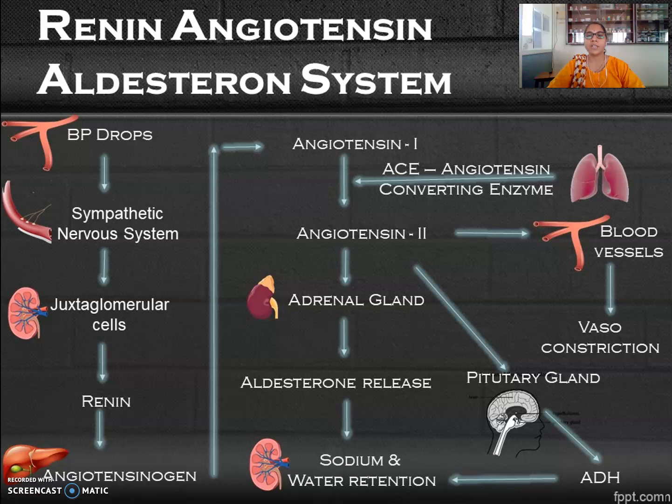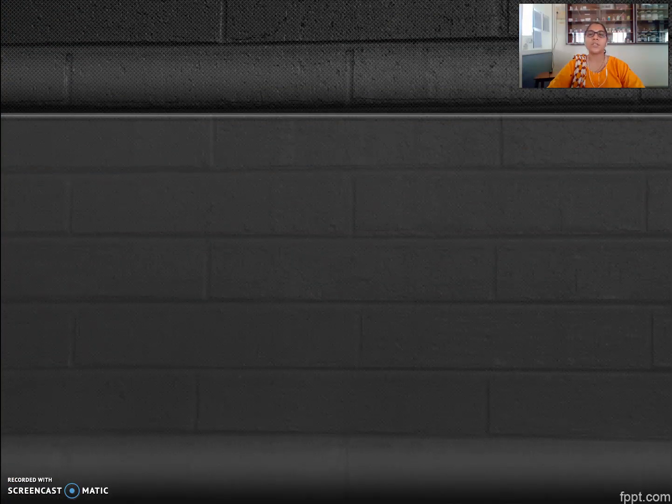Angiotensin 2 is having the effect on blood vessel causing the vasoconstriction, on adrenal gland causing the release of aldosterone, the third component of the system, by promoting sodium and water retention. The third action of the angiotensin 2 is on CNS, on pituitary gland by promoting the release of ADH, and in this way this ADH causes the water retention in kidney. So this is what the RAAS is.